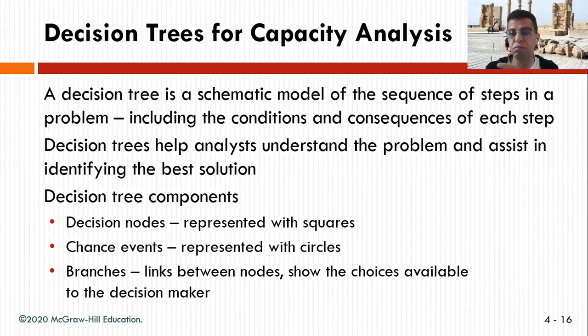A decision tree is made of these components that you need to know. One is the decision nodes, which are represented by squares. When we make a decision, we draw it as a square. Then chance events, the choices, are represented by circles, and branches, the links between the nodes, show the choices available to the decision makers. We'll look at how it works.